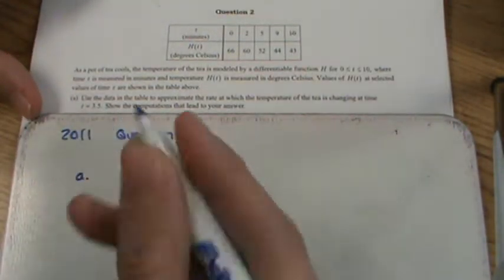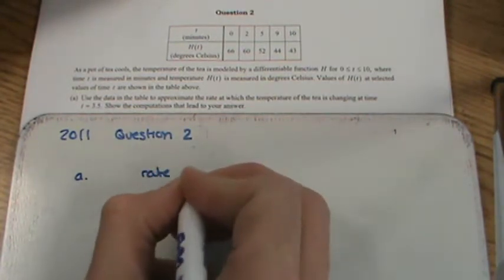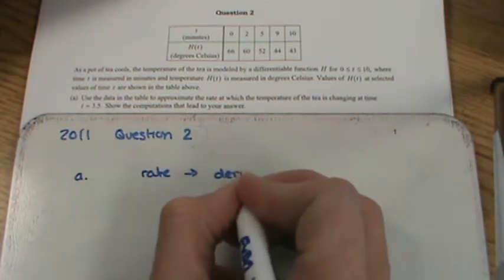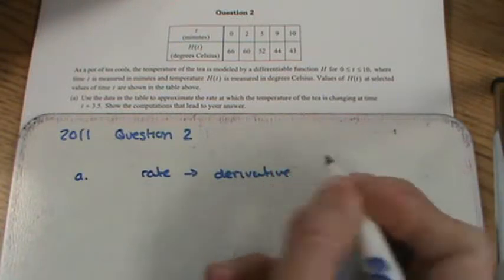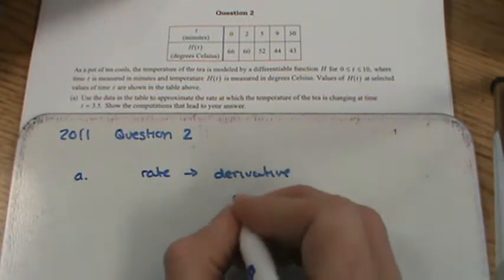All right, so let's go ahead and start with part A here. One of our nice easy ones here. Use the data in the table to approximate the rate at which the temperature of the tea is changing at time t equals 3.5. Show computations to lead to your answer. Now remember, rate is just derivative. And the way that we approximate a derivative is find the slope.